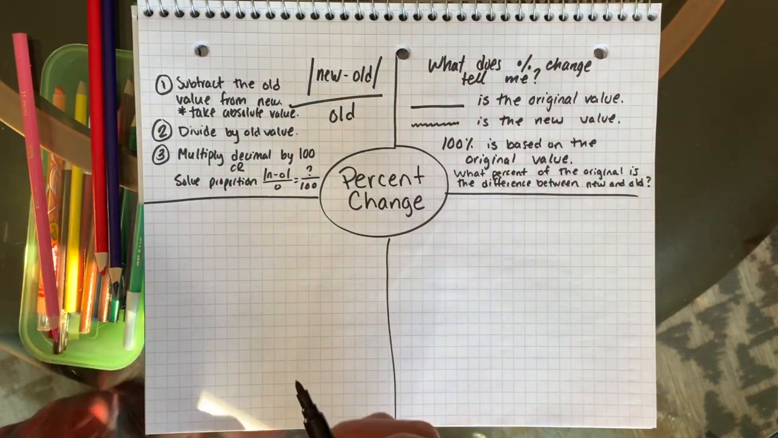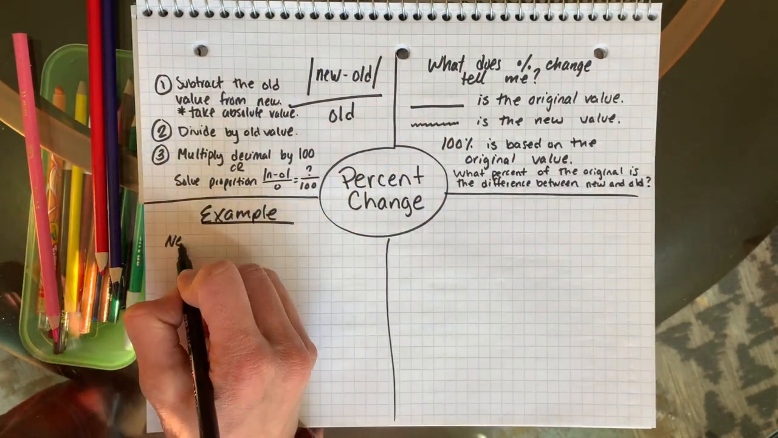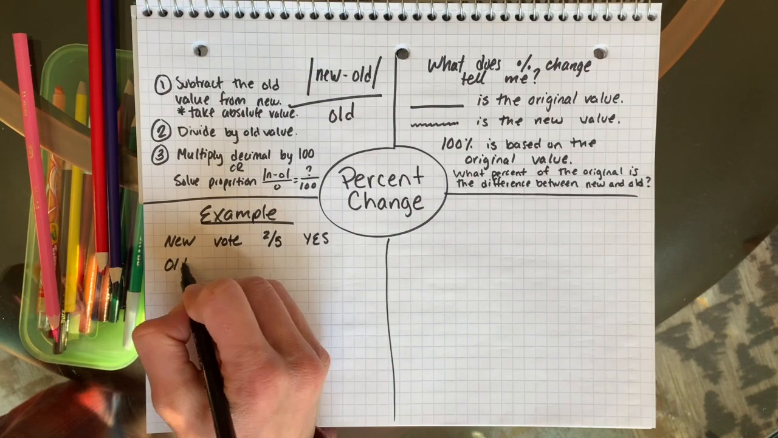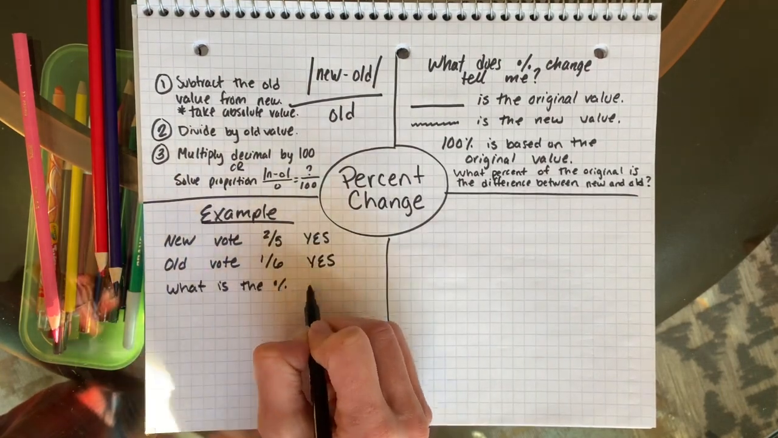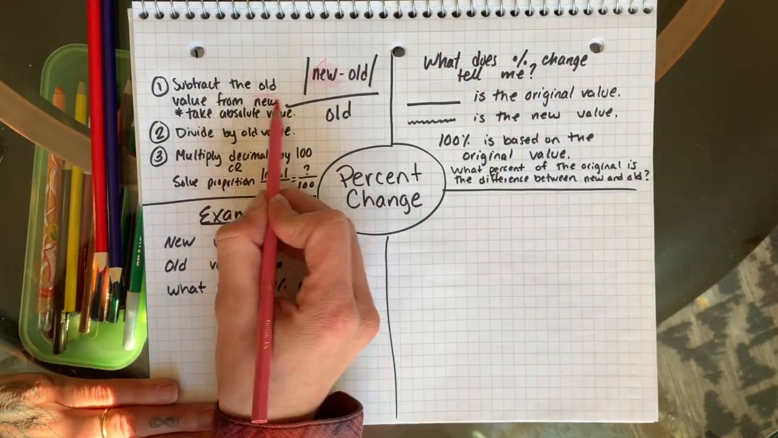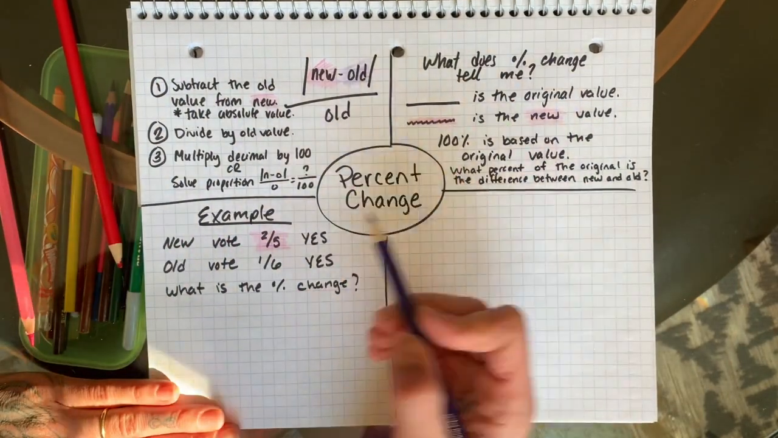Let's look at an example. Say a vote goes through with 2/5 of the group saying yes. Then, later on, it goes through with 1/6 of the group saying yes. What is the percent change?